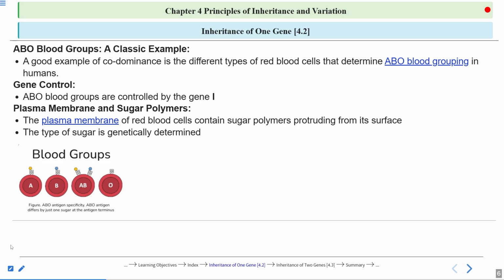Clear? These sugars are produced by the alleles of this I gene. There are 3 alleles of the I gene: IA, IB, and small i. The IA allele produces the IA antigen, the IB allele produces the IB antigen, and small i doesn't produce any antigen. When IA and IB are present together, they produce both kinds of sugar on the plasma membrane.